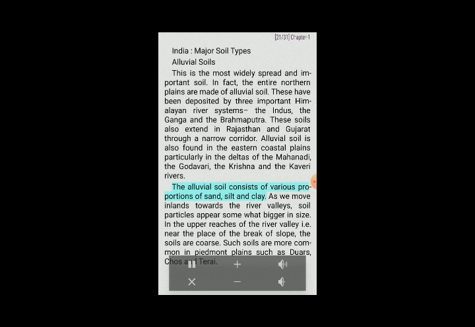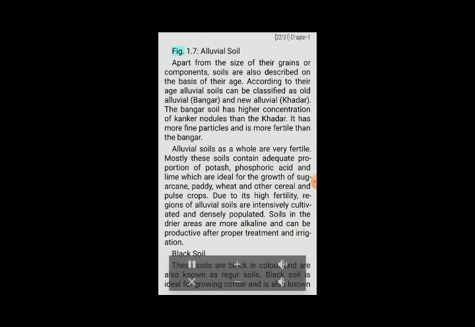The alluvial soil consists of various proportions of sand, silt and clay. As we move inland towards the river valleys, soil particles appear somewhat bigger in size. In the upper reaches of the river valley, i.e., near the place of the break of slope, the soils are coarse. Such soils are more common in Piedmont plains such as Duars, Chos and Terai. Fig. 1.7. Alluvial soil.